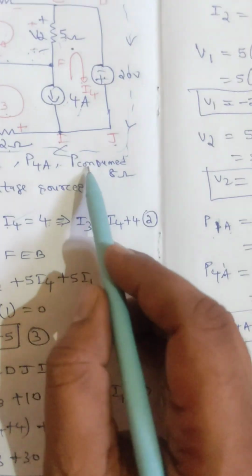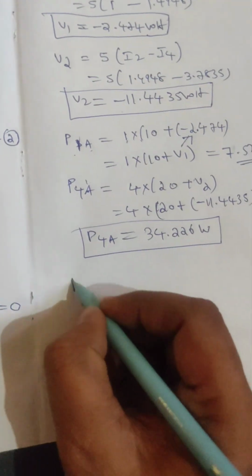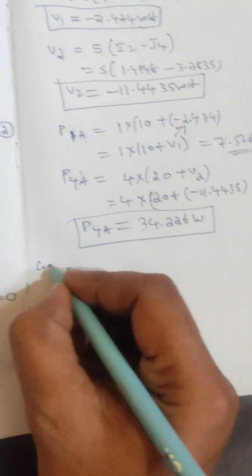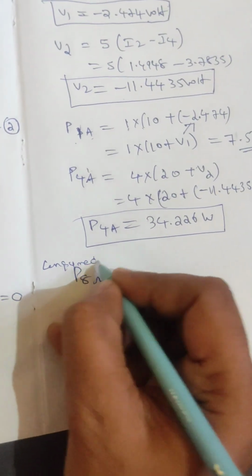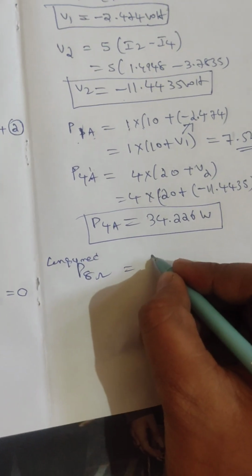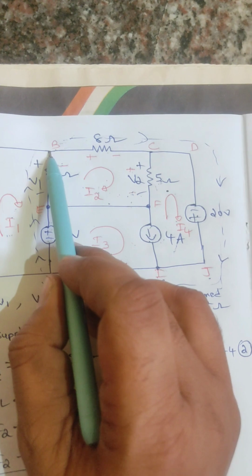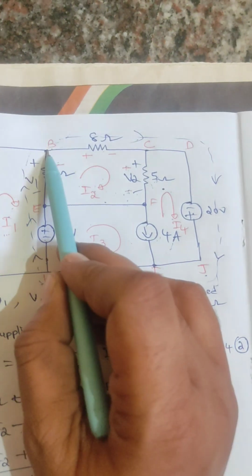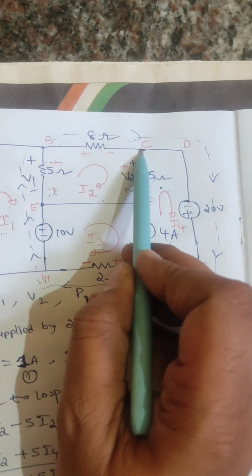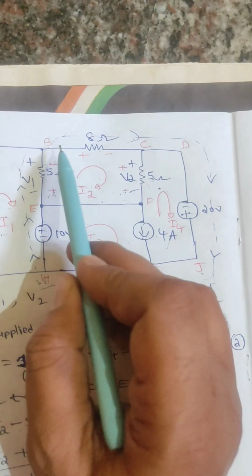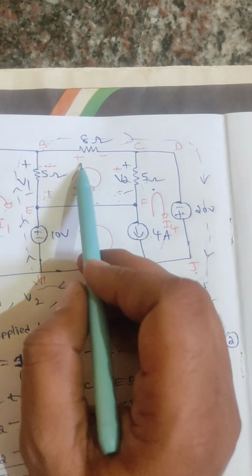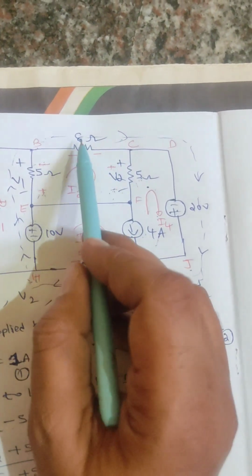Power consumed in the 8 ohm resistance. Okay, I'll write here. Power consumed or dissipated in the 8 ohm resistance will be, see, the voltage at this point and the voltage at this point. Voltage at this point is V1. Voltage at this point is V2. So (V1 minus V2) whole square divided by this resistance.